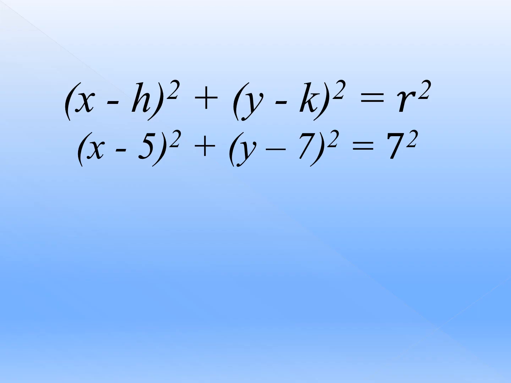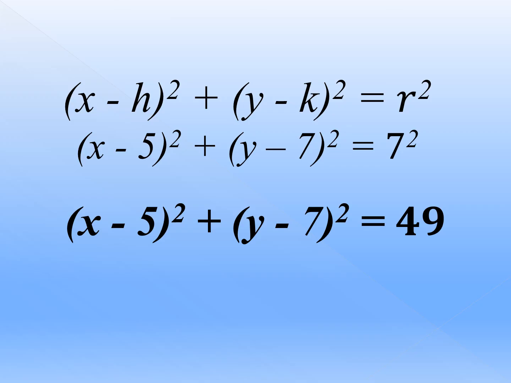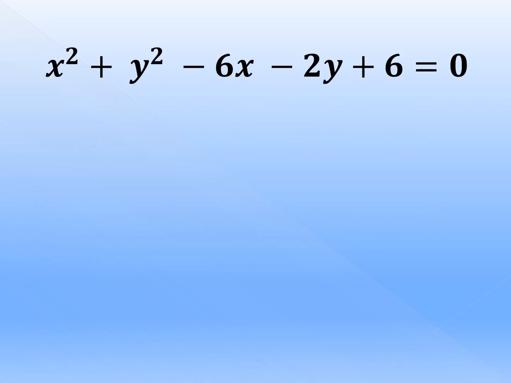Again, since this is tangent to the x-axis, the value of the radius is 7. We copy the value of k. And then from that, we have the quantity x minus 5 squared plus the quantity y minus 7 squared equals 49. So please check your answer for number 2. Let's have number 3.